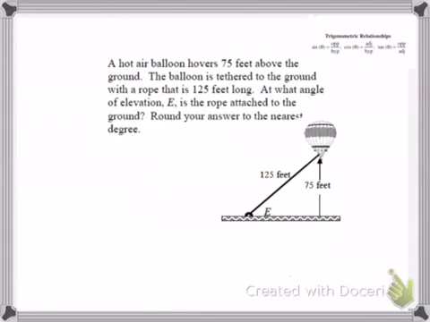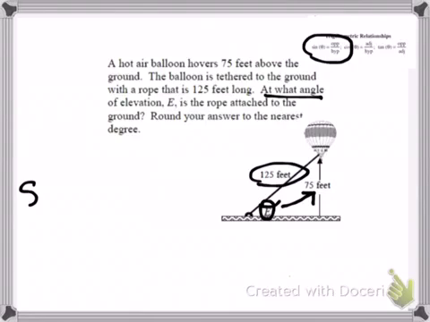An applied problem. A hot air balloon hovers 75 feet above the ground. The balloon is tethered to the ground with a rope that's 125 feet long. At what angle of elevation, E, is the rope attached to the ground? Round your answer to the nearest degree. So I want to find E, which is theta. So again, I know that this is my opposite side, and this is my hypotenuse. So the ratio that compares opposite and hypotenuse is sine.